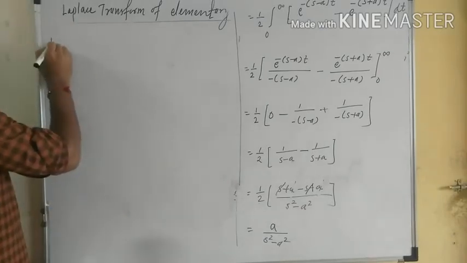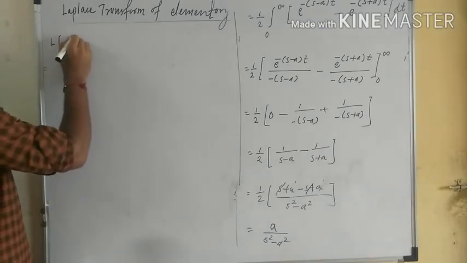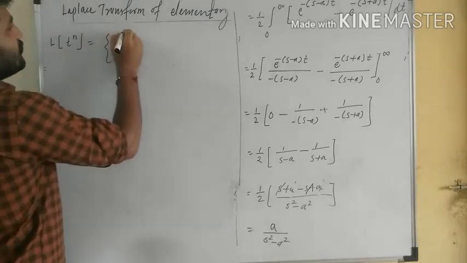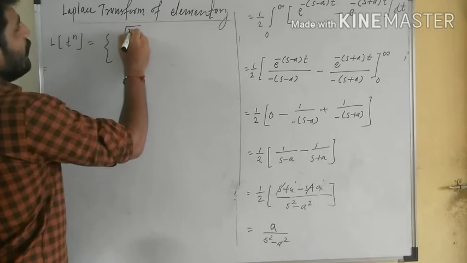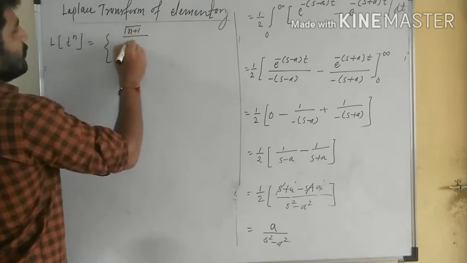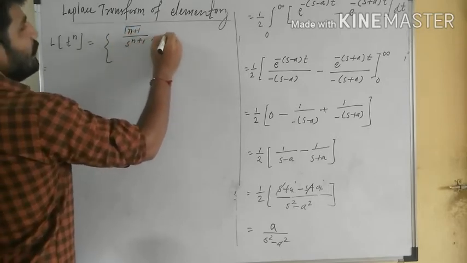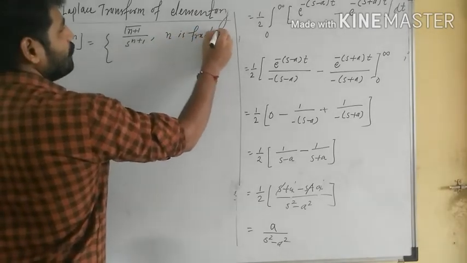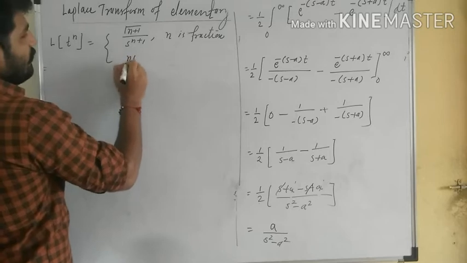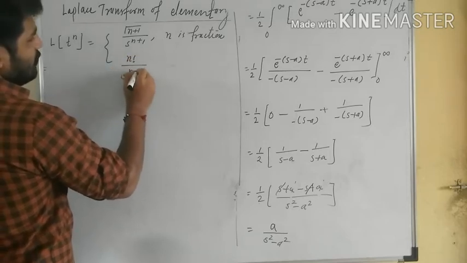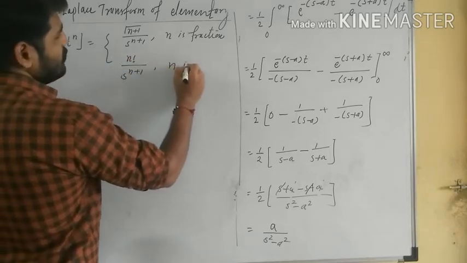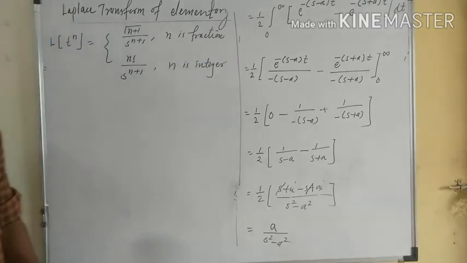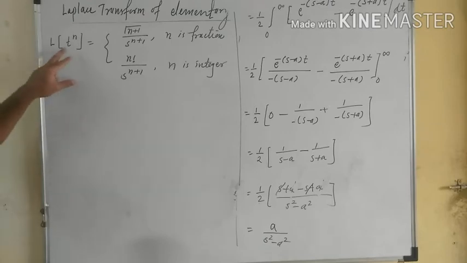Now Laplace transform of t raised to n is equal to, there are two solutions. First one is gamma n plus 1 divided by s raised to n plus 1, where n is a fraction, and second is n factorial upon s raised to n plus 1 when n is an integer. Okay. So there are two types of solutions for Laplace transform of t raised to n.